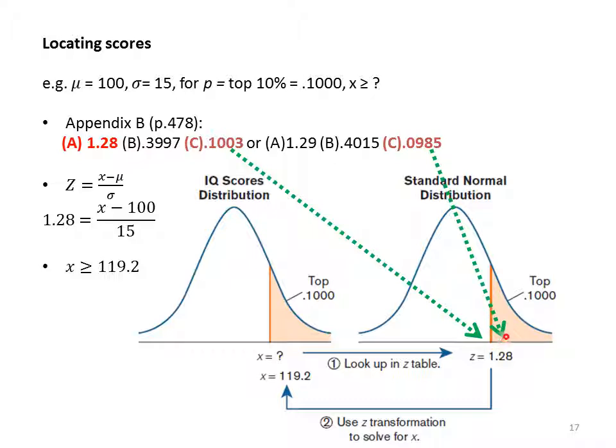So if we pick the second one, we'll leave some scores out. So we're going to use this 0.1003. And the z-score is 1.28. The z-score is here. We plug it in and calculate x. So the minimum score is 119.2.